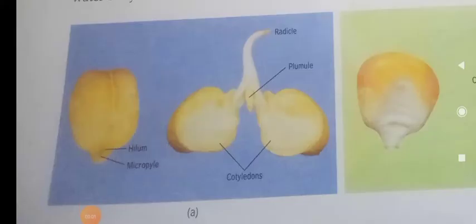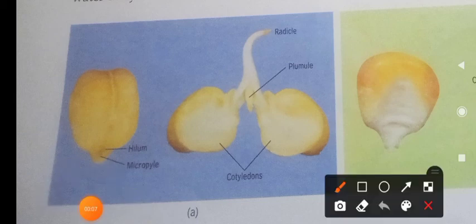So now we are going to discuss the seed. The seed has an outer covering, which is called the seed coat. This outer covering is called a seed coat, and it stores the food also. Okay, dicotyledonous plants have two cotyledons.